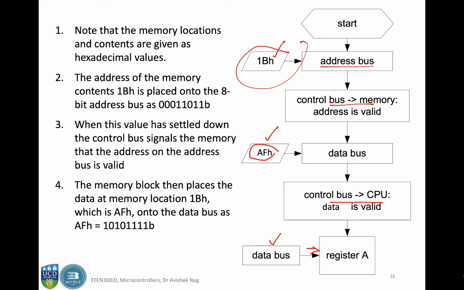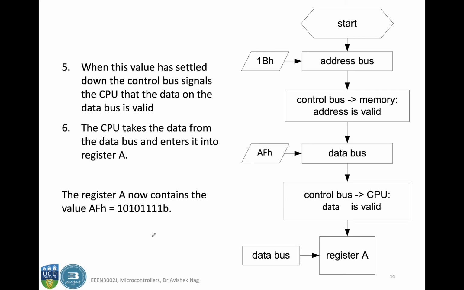The final contents of the register A will be this number AF, which is in hexadecimal form, and that number in binary is this. So this is the whole operation, and the final contents of the register A will be the data AF.